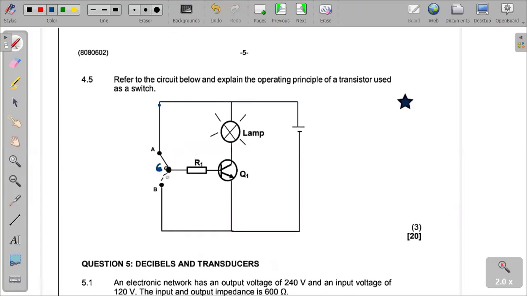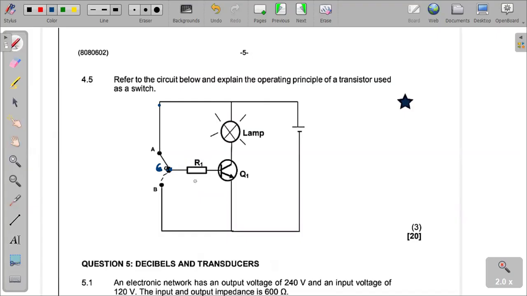So you say in the explanation, when conductor C, this conductor that we see here, is connected to point A, current will flow into the base circuit and the collector, causing the lamp to glow. In this position, the transistor is fully on. It means it's at saturation. That's when C is connected to A.